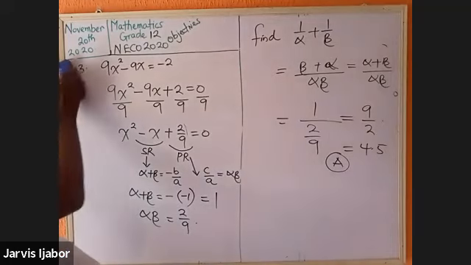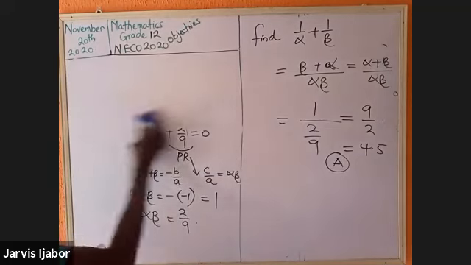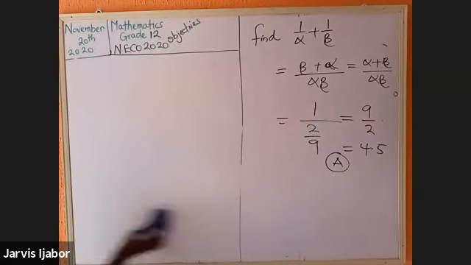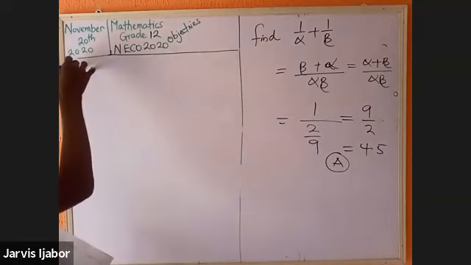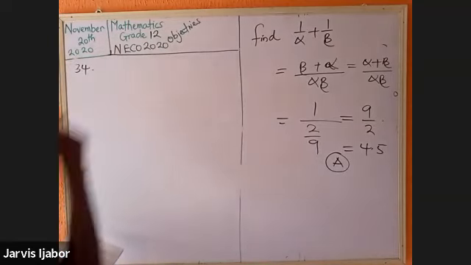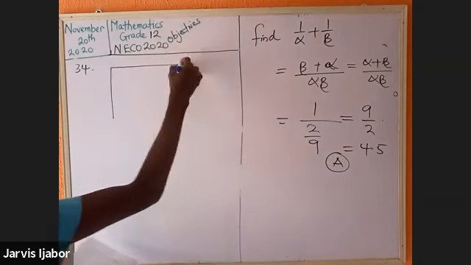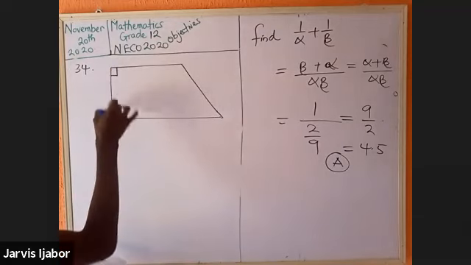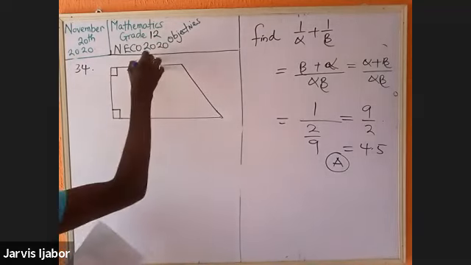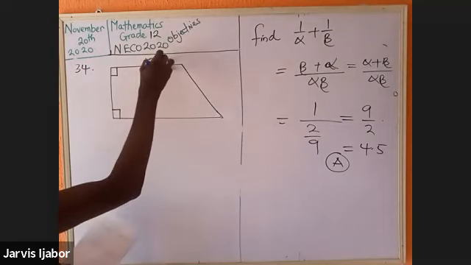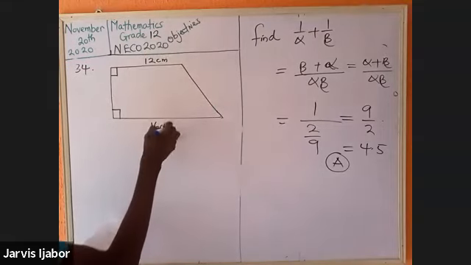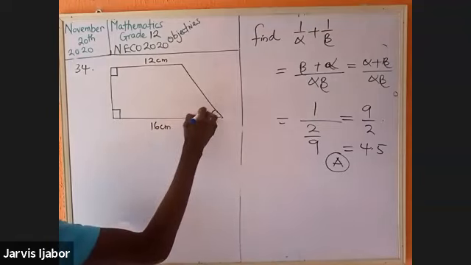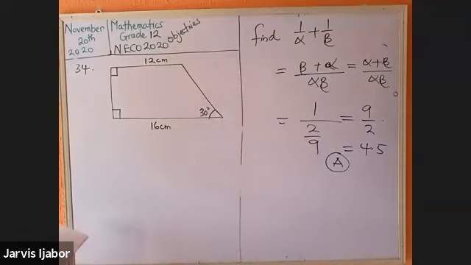All right, so let's go to 34. In question 34, we have a trapezium such that this is 90 degrees, this is 90 degrees, this is 12, this is 16, this is 30 degrees. And we are told to find the area.